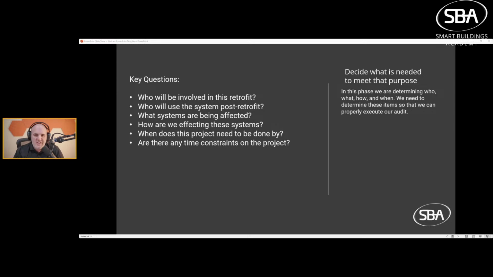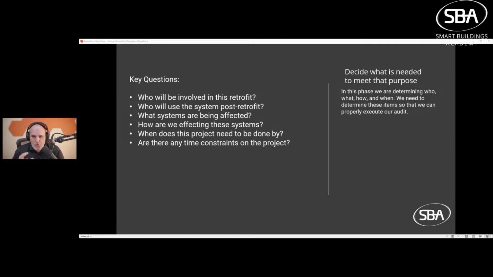So we want to understand who will be involved in this retrofit. This includes both on the owner side, on the contractor side, and in our own internal organization. So who's going to be involved? Who do we need to cover? Who do we need to project manage? Who do we need to set up a communication plan with? All of these things. Then we need to go and take a look at who will be using the system post retrofit. So who's going to use this?